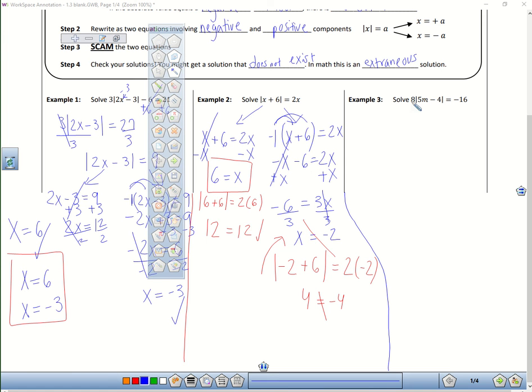Now we'll go ahead and look at this question. So I'm going to get the absolute value by itself. I'm going to divide both sides by the 8. This just makes it easier when we go to the next step. That leaves me with the absolute value of 5m minus 4 is equal to negative 2.